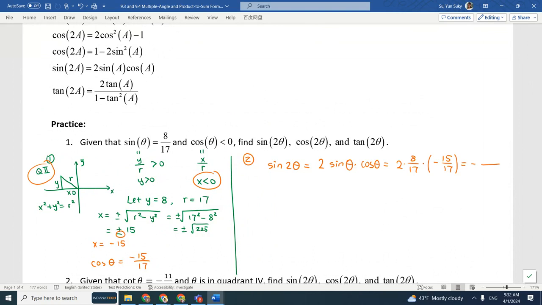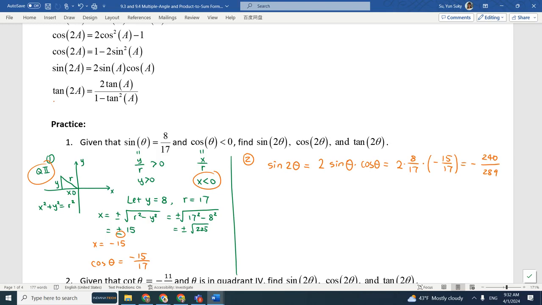What do you get? So all these problems give me exact value. So don't give me decimal approximation. Okay? Give me exact value. The fraction. Negative 240 over 289. Thank you. Right, everybody? So this is sine 2 theta.